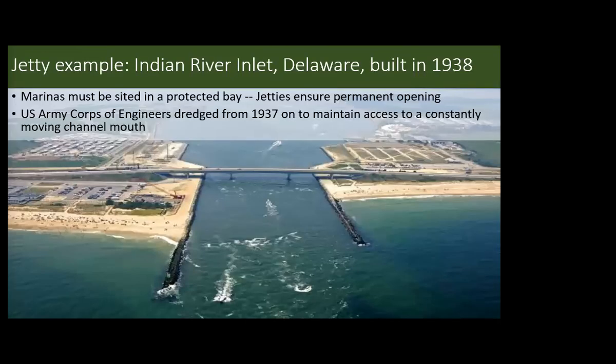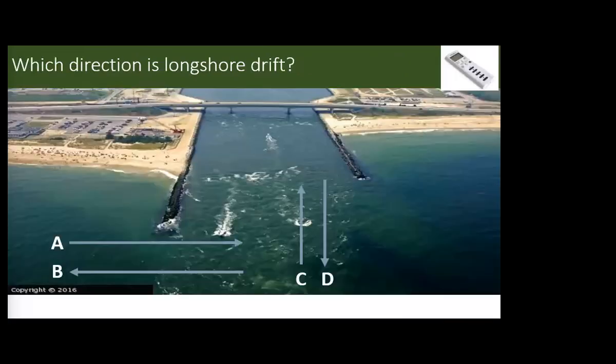So this is the jetty right at the mouth of Indian River Inlet. That's in Delaware. So we have the river system coming out towards us. We're looking at it from the ocean right here. That jetty is blocking on either side of the river channel. We also have that bridge going over the top of it.